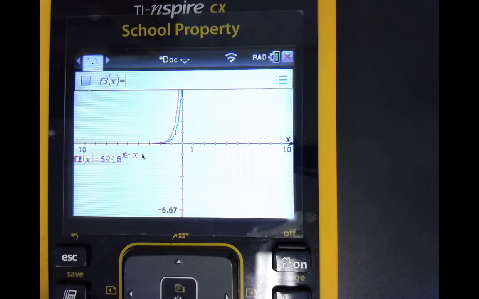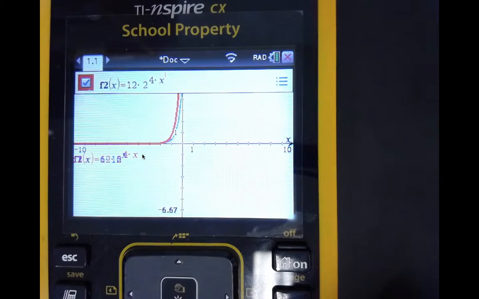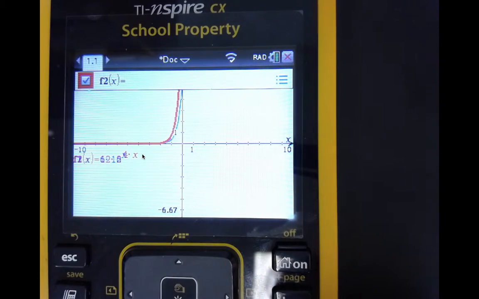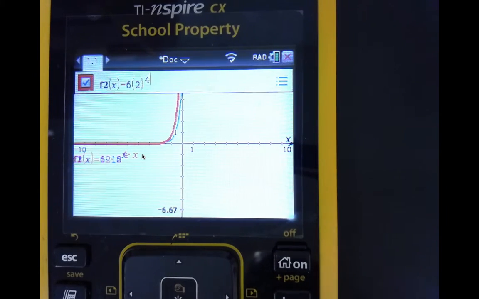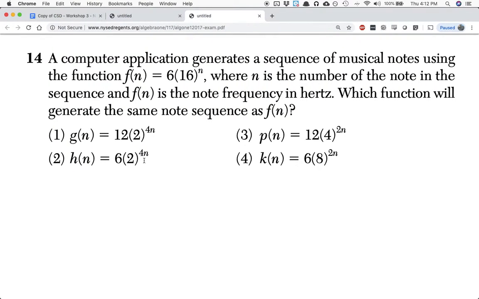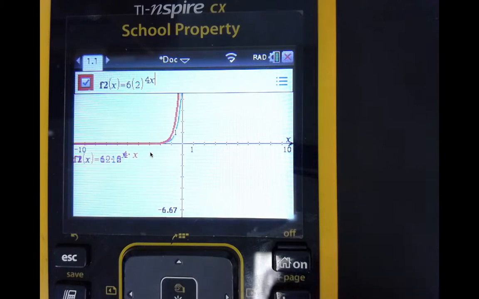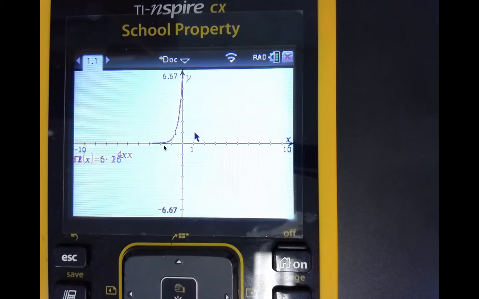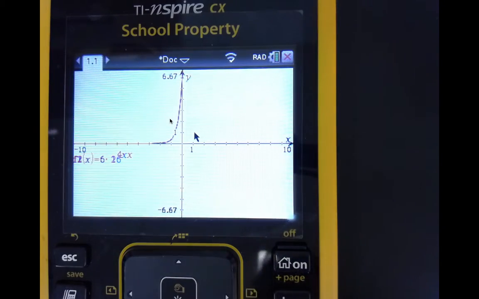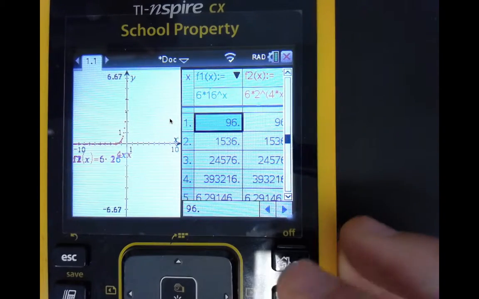So let's try it. Hit tab. Come back up here, get rid of all that nonsense. 6, 2 to the power of 4x. Is that right? 6, 2 to the power of 4x. All right, let's see it. Hit enter. Ooh, that looks like it went pretty much on top of it. Let's check our table. Control T to get my table of values.